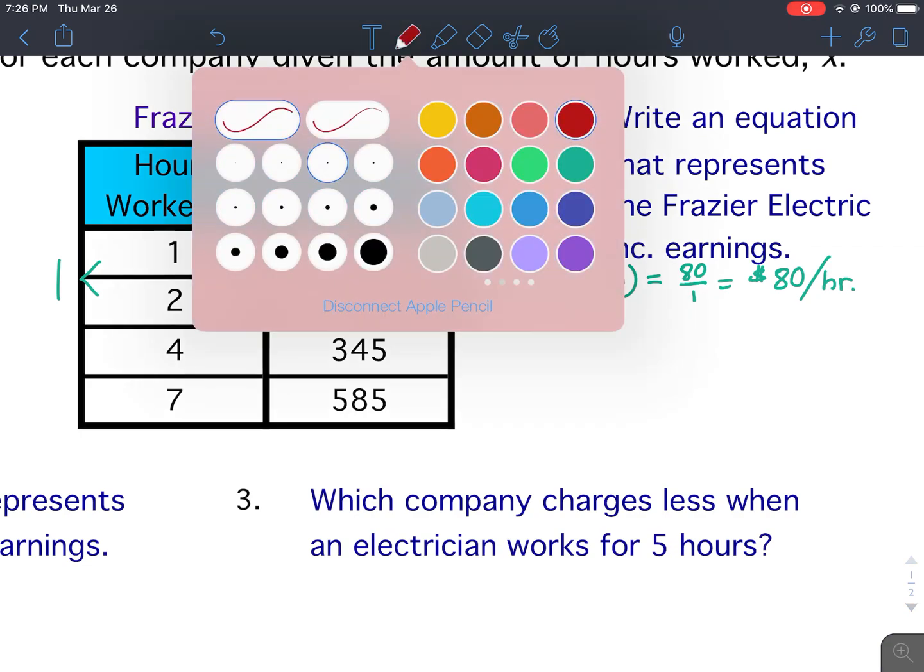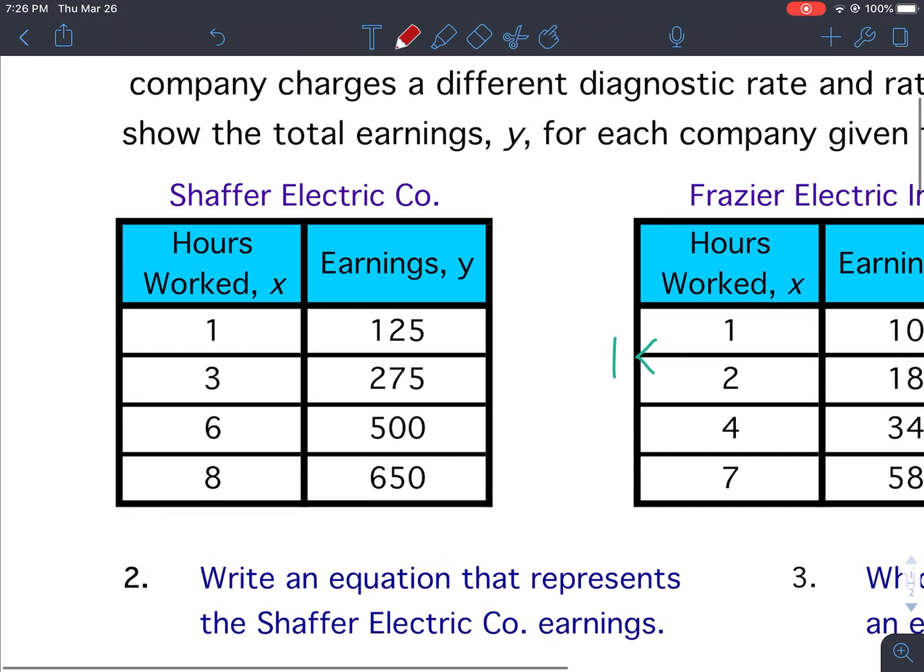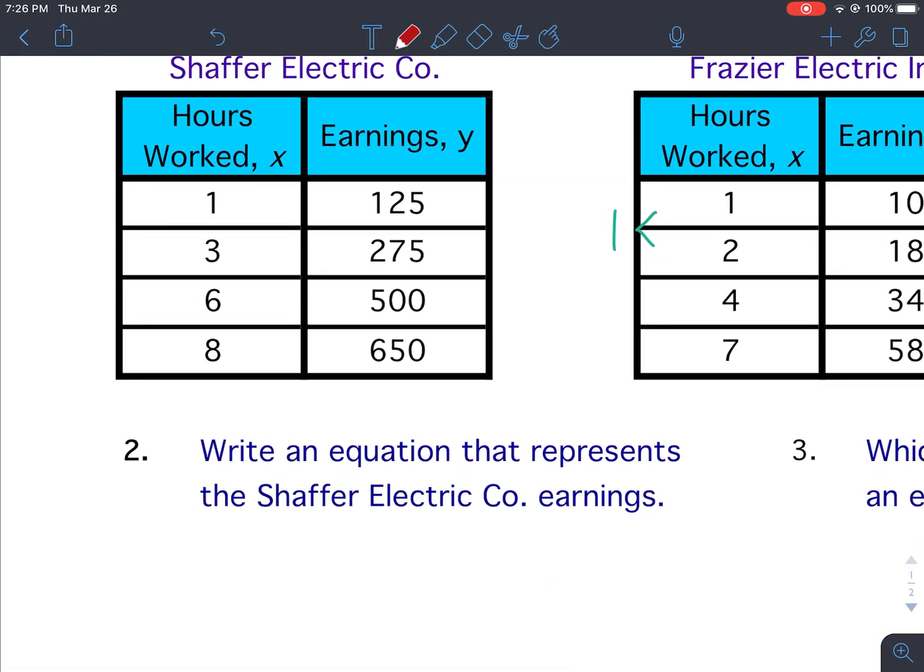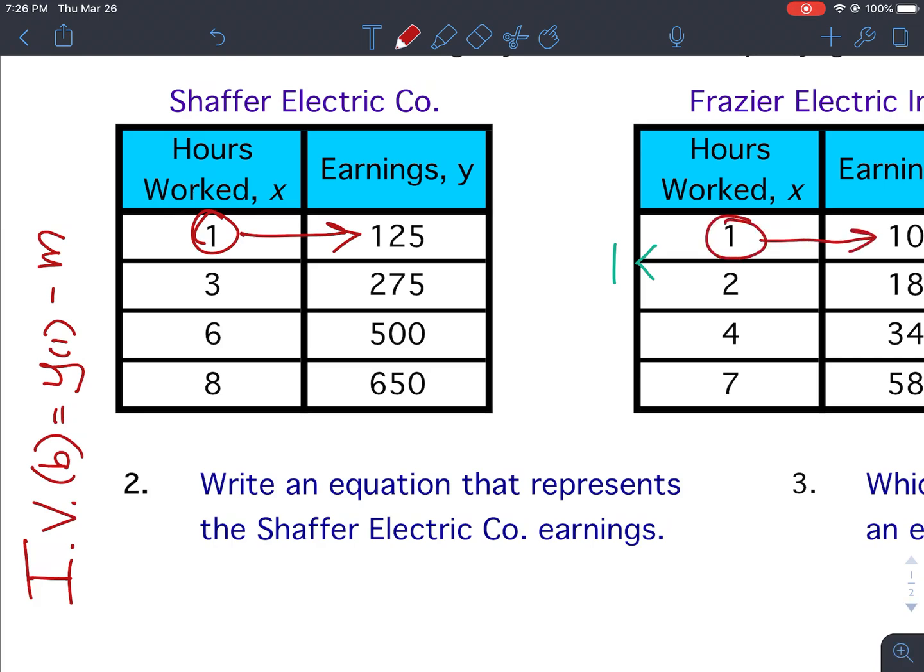Now we're going to find the initial value. Before we do that, let's go over to the side here, and I want you to write something down. The initial value, which is your y-intercept, is the value of y when x is 1 minus the slope. The value of y when x is 1 minus the slope. Here's where x is 1. There's your value for y. Here's where x is 1. There's your value for y.